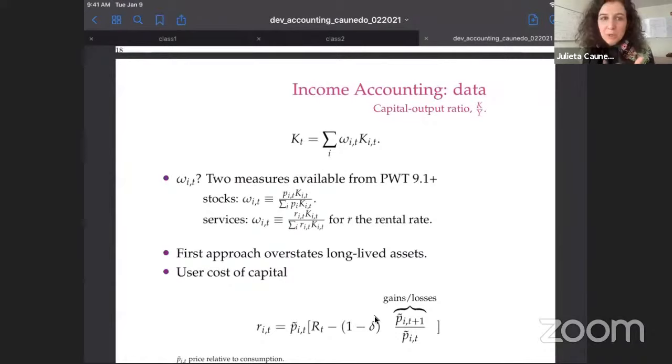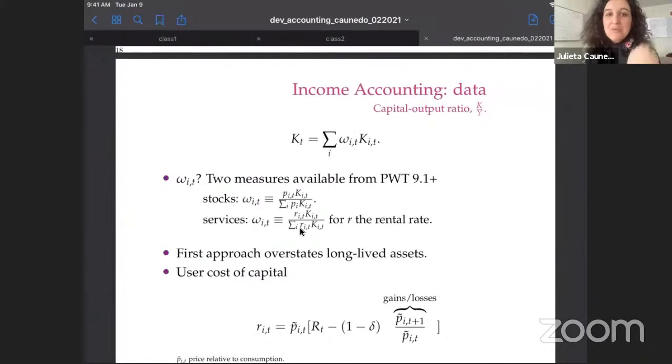Well, because the first approach is gonna tend to overstate the value of long-lived assets. So the idea is that if I have a truck that can be around for 50 years and whose price is fairly stable through time and is giving me very little service in each period, then I'm gonna tend to overestimate the value of the truck and underestimate the value of the phone, right? Using these rental rates is perhaps a better way to measure capital services associated to these long-lived assets.